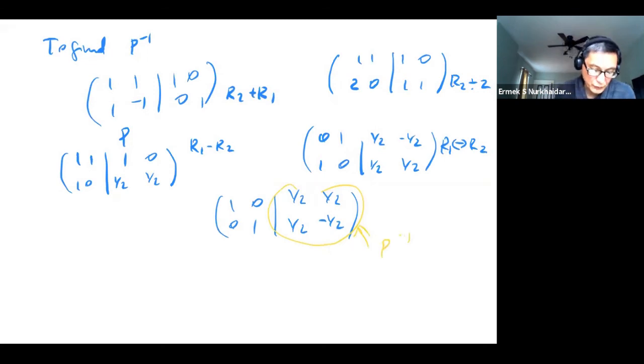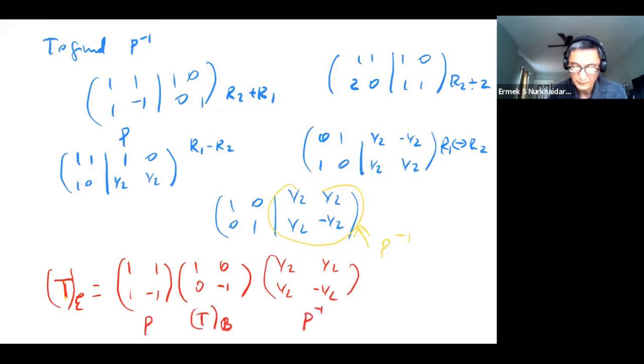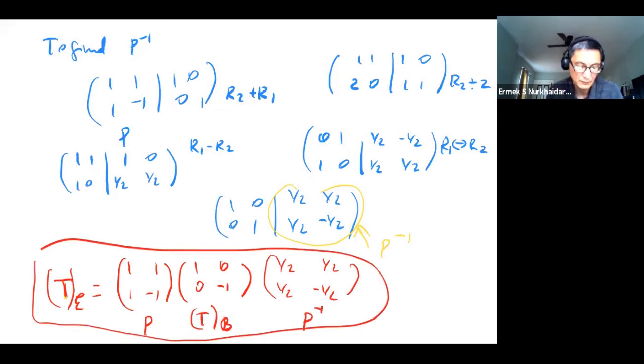And now we're ready to write down T in base E. It's going to be P, 1, 1, 1, minus 1, T in base B, 1, 0, 0, minus 1, and P inverse, 1 half, 1 half, 1 half, negative 1 half. So that is P, T in base B, and P inverse. Okay, so that's going to be the final answer. Well, of course, we'll do the calculation, but that's about what we're looking for.